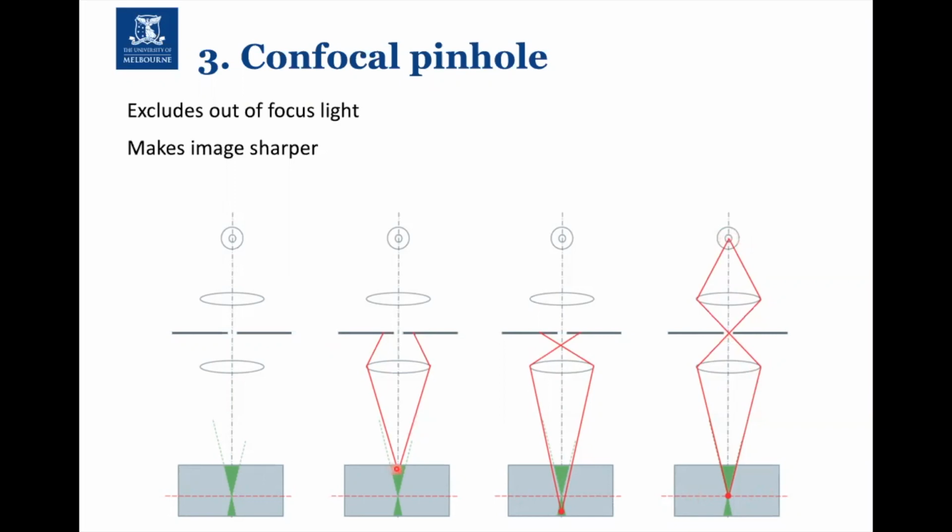Whereas light from out of focus hits the pinhole and can't get through, and light from below the focus hits the pinhole and can't get through. And that's how we're really cleaning up that optical section and making a really sharp focal point on the system.